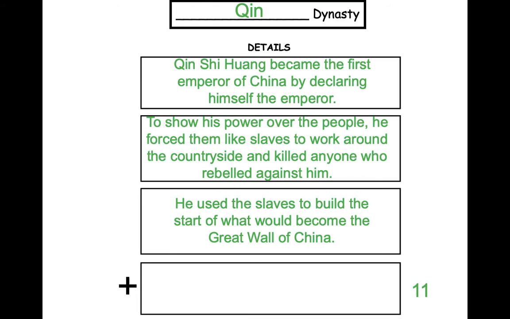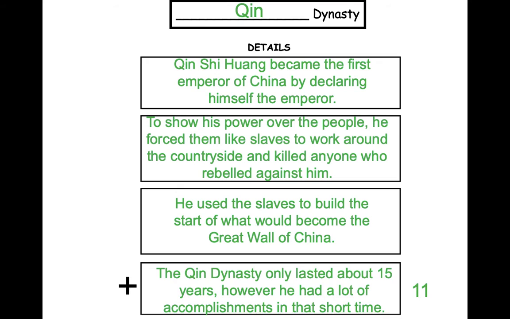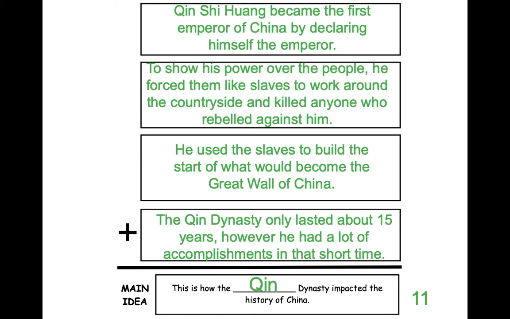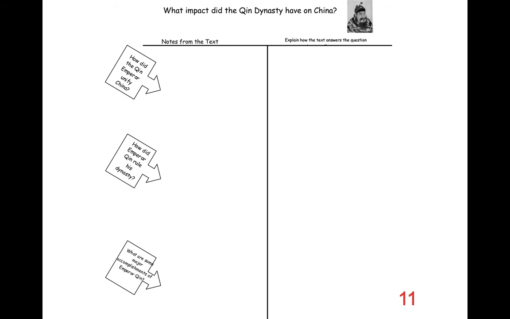Remember, the Great Wall of China today that you see that tourists go to today in China was really strengthened by the Ming Dynasty. But it all began right here in around 221 BC with Emperor Qin and the Qin Dynasty. So he gets the credit. And the Qin dynasty only lasted about 15 years. However, Emperor Qin had a lot of accomplishments in that short time. So, despite his ugliness, it's really important to remember that he did do some good things within his dynasty. And this is how the Qin dynasty impacted the history of China.